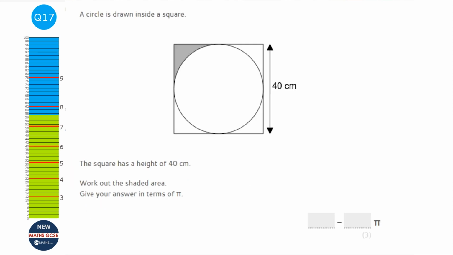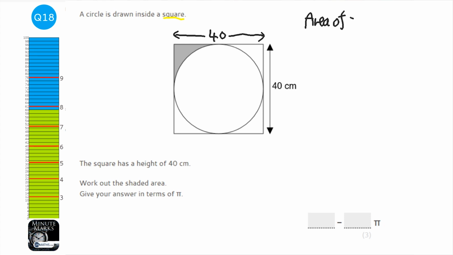Okay, so to start off this question, the most important thing we realize is it's a circle inside a square. So we know one of these measurements already, so we know that's going to be 40. Most of these shaded areas we're going to find the area of the big thing, find the area of the small thing, and normally take them away. So let's first of all work out the area of the square, which is going to be 40 times 40. So 4 times 4 is 16, and then the two zeros.